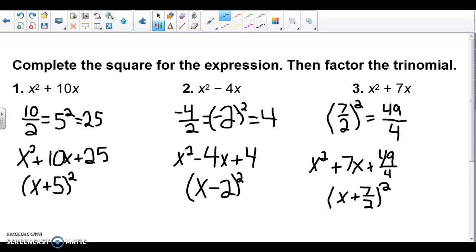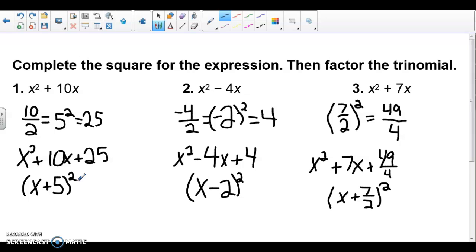Just note, you might be thinking to yourself, is this important, this x squared plus 10x plus 25? Is this step important since you can just get x plus 5 squared from this value here? And the answer is yes, because this is completing the square. So you'll notice there's 2 steps: complete the square for each expression, which is this, then factor the trinomial, which is this. So make sure you're reading the directions so you know what you have to do for that problem.